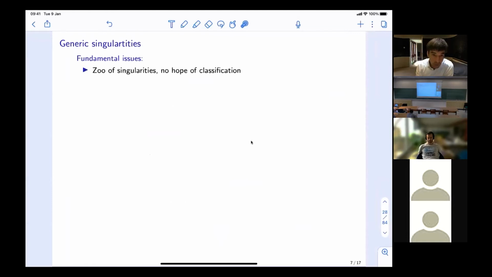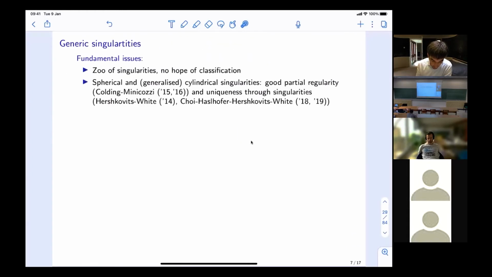Now, you've seen here, this is a whole zoo of singularities. There's sort of no hope of classification. We maybe can classify ends. We hope that we can at least say something about ends. But on the other hand, if you have these spherical and generalized cylindrical singularities, much more is known. By work of Colding-Minicozzi, there's a very good regularity theory. You know much more about how big your singular set is, even for a weak flow.